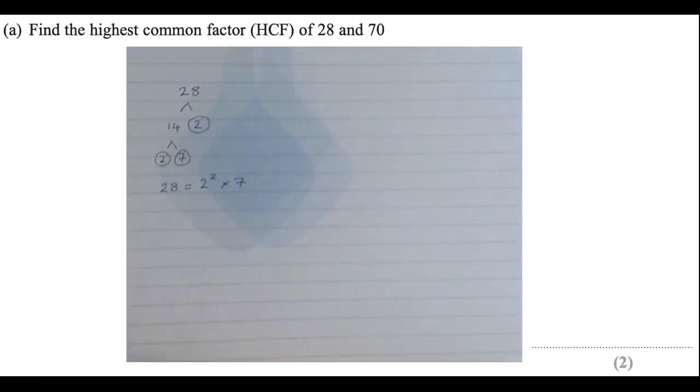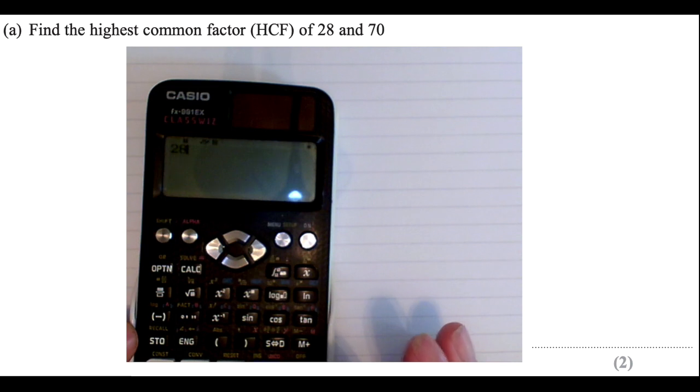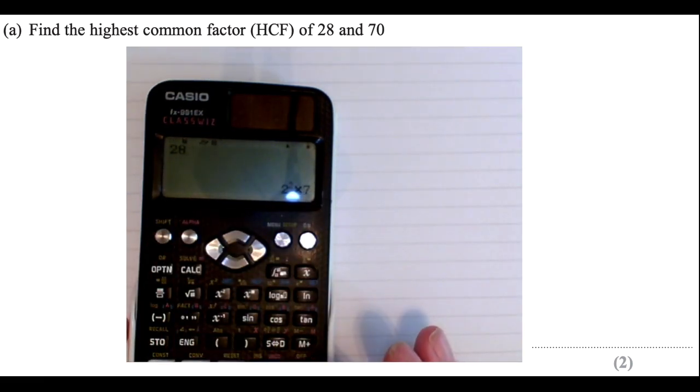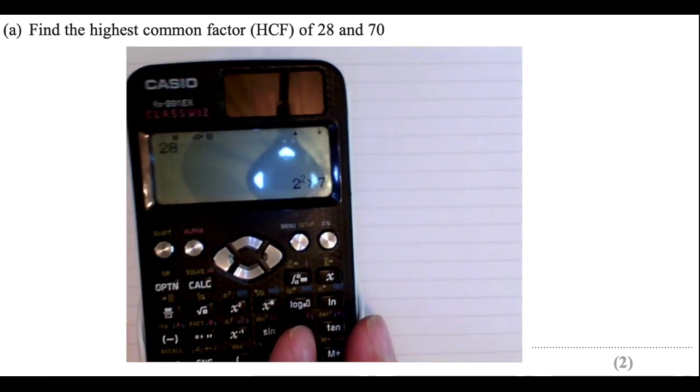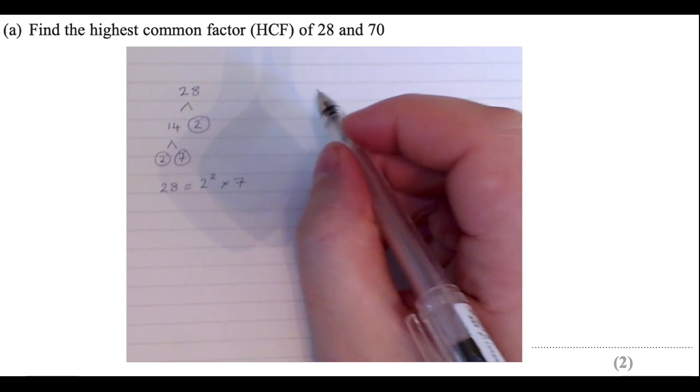by 7. Now, there is a button for this on our calculators, so I want to show you how to use it. So you do 28 and press equals, shift and fact, and it tells you 2 squared times by 7. So I've got the prime factors of 28.